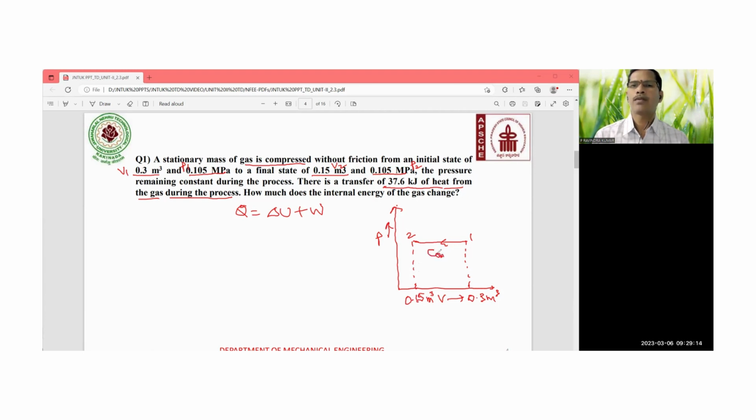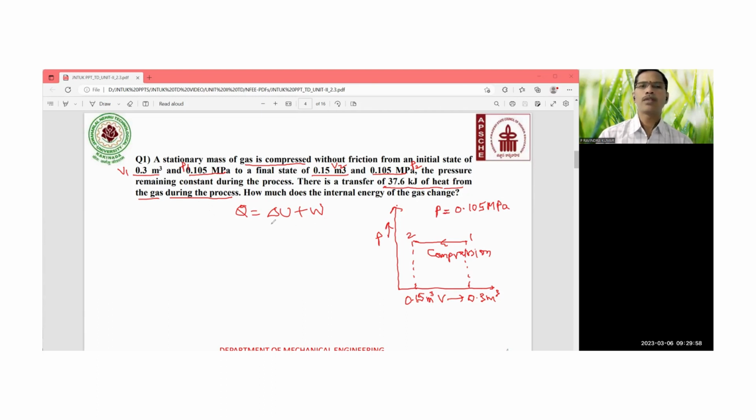The direction of the process is also very important. So this is nothing but the compression process. The final state and the pressure: the pressure is kept constant at 0.105 megapascal during the process. There is a transfer of 37.6 kilojoules of heat from the gas during the process. From the gas during the process means heat is leaving.